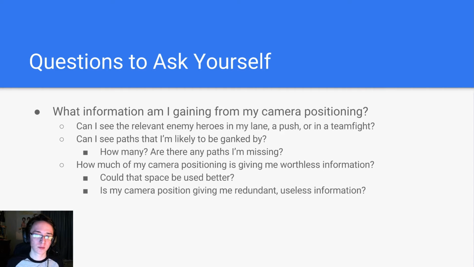And the last one kind of ties into everything, and is probably the most important question: how much of my camera positioning is providing me with worthless information, right? Could that space be used better? Is my camera positioning giving me redundant or useless information that I already have or that I already know, right? Using the mid lane example, if we are seeing that our tier 1 mid is in our camera, we don't need that information, right? You know your tier 1 mid is there, or your tier 1 bottom, or your tier 2 mid, or whatever tower you want to do.